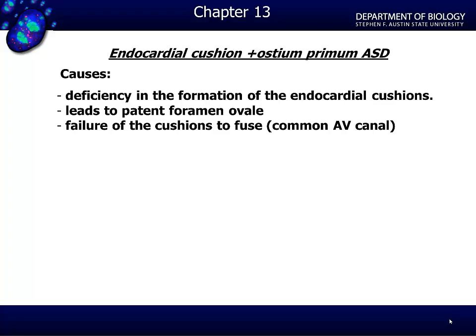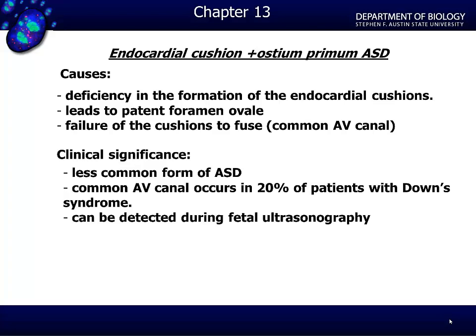Now, what's going to happen, and here it's not patent foramen ovale, it's patent foramen primum. That's what that should read. And what we're going to see is because we fail to form those atrioventricular cushions, we're not going to close off that initial hole, that crescent-shaped hole that's forming in the septum primum. And oftentimes because there's a problem with the cushions, we're going to have a common AV canal.